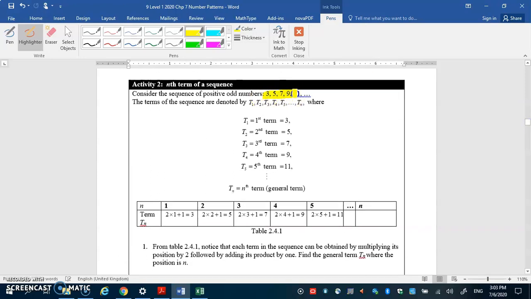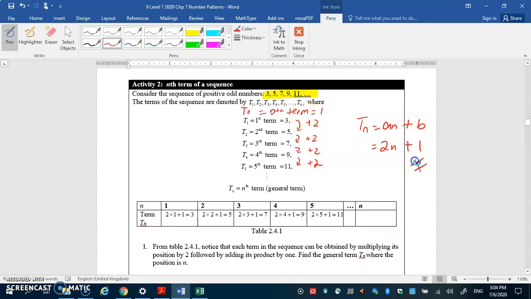Now we have this number sequence 3, 5, 7, 9, 11. Immediately you will know that, aha, my common difference is plus 2, plus 2, plus 2, plus 2. Okay, so I want to find my t0 first, right? My t0 will be 3 minus 2, which is 1. Okay, I want to find my 0th term. It will be 1, because 1 plus 2 will give me the 3. Okay, so if I already know this, I will apply formula Tn equals to an plus b. Common difference is 2, so it's 2n, and my 0th term is 1. So 2n plus 1 is my nth term.